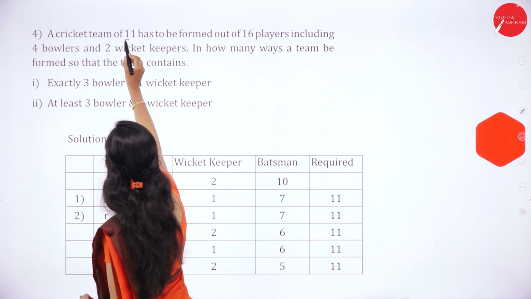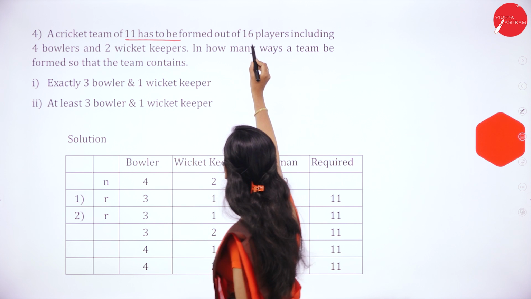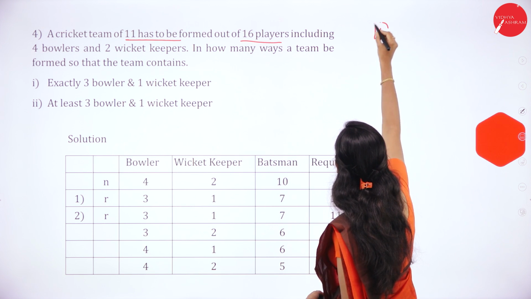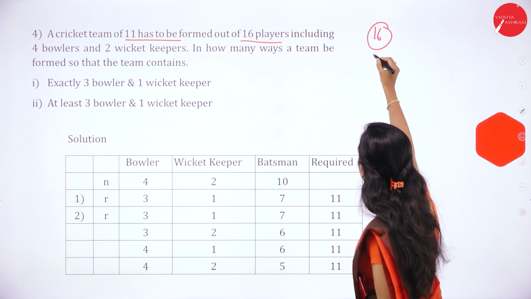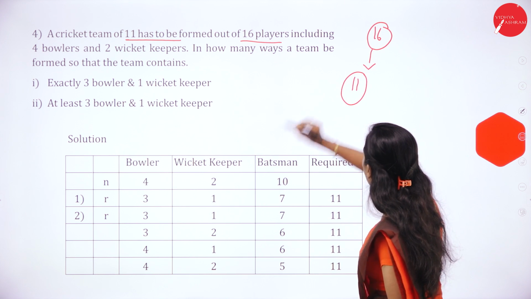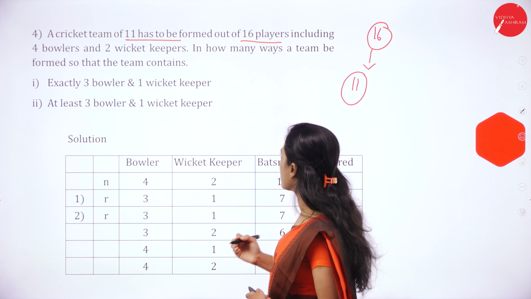A cricket team of 11 has to be formed out of 16 players. There are totally 16 players. Out of 16 players, we are going to select how many players? We are going to select 11 players.